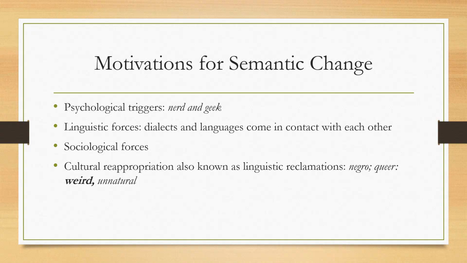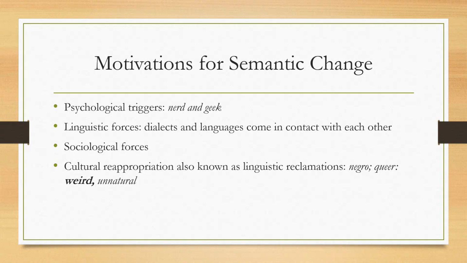Cultural reappropriation also happens at the linguistic level, and there are linguistic reclamations. For example, Negro, this word queer, this word weird, unnatural. What happens is that as history moves forward, as societies and cultures move forward, there are certain times when words which earlier used to be used in a denigrating manner are reclaimed by these marginal groups and are then associated with their pride, are used by themselves in a way that defies the earlier associations of these words in derogatory manners.